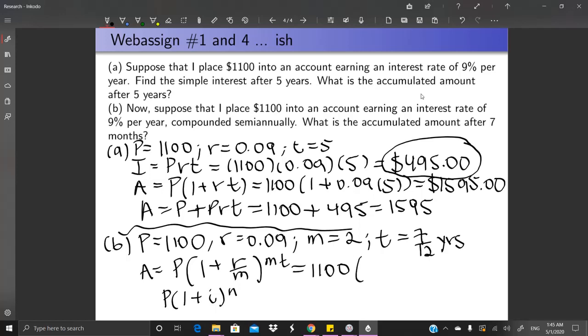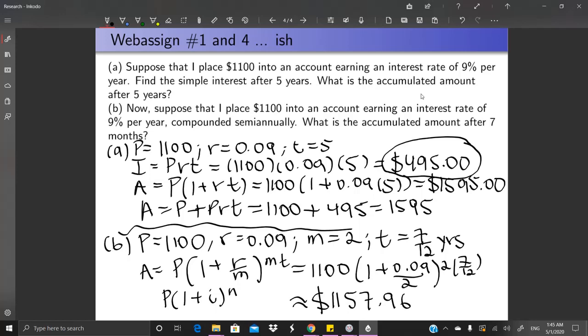All right, so you end up with 1 plus 0.09 divided by 2, raised to the power of 2 times 7 over 12. And what do I get when I do that? I get that this is approximately $1,157.96. And hopefully it kind of makes sense that it's only been 7 months, right?